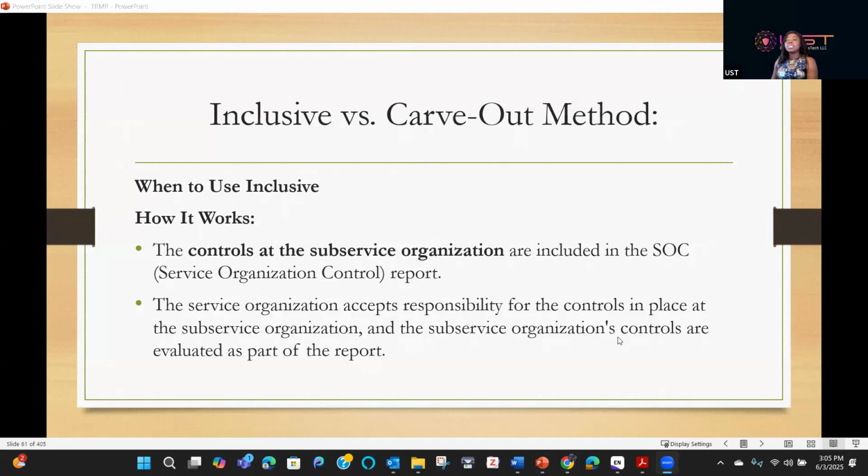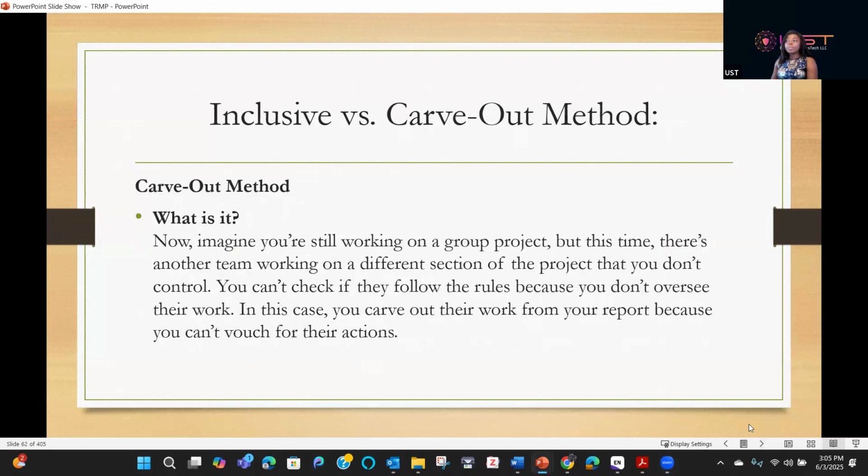The service organization accepts responsibility for the controls in place at the sub-service organization. And the sub-service organization's controls are evaluated as part of the report. You understand? Do you see? So sub-service organization controls are also evaluated as part of the report. So if you are outsourcing and have a sub-service organization, and their controls have also been assessed, then it makes it much easier if you are working on the other side, assessing and reviewing your vendors, right?